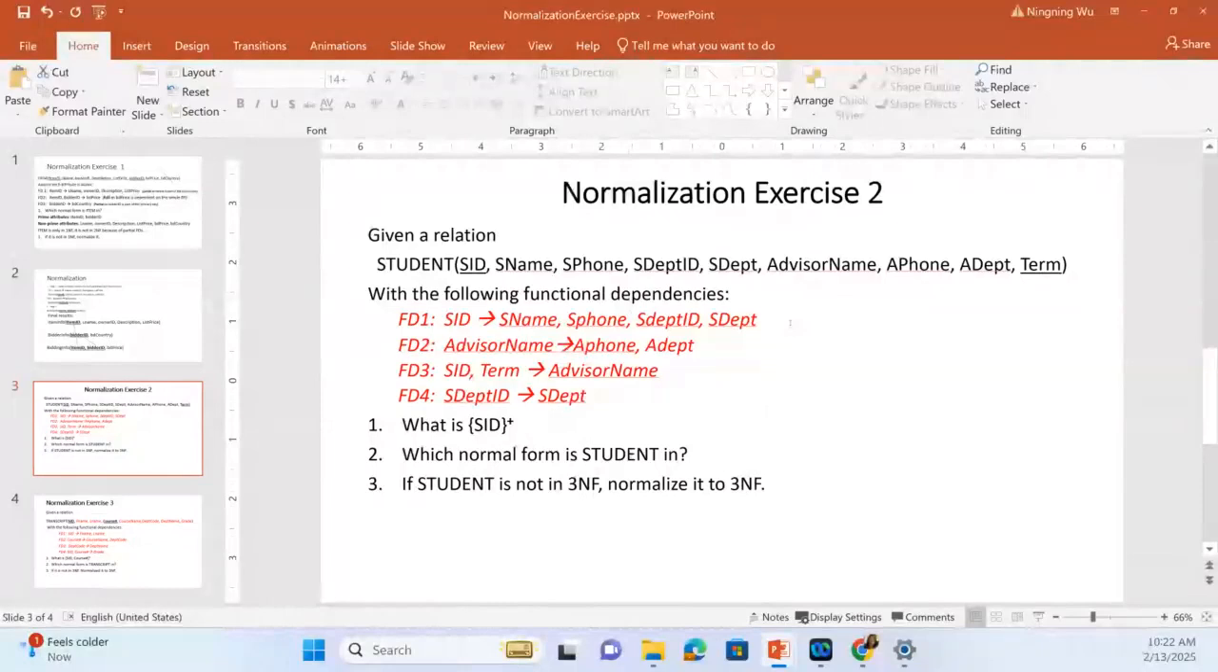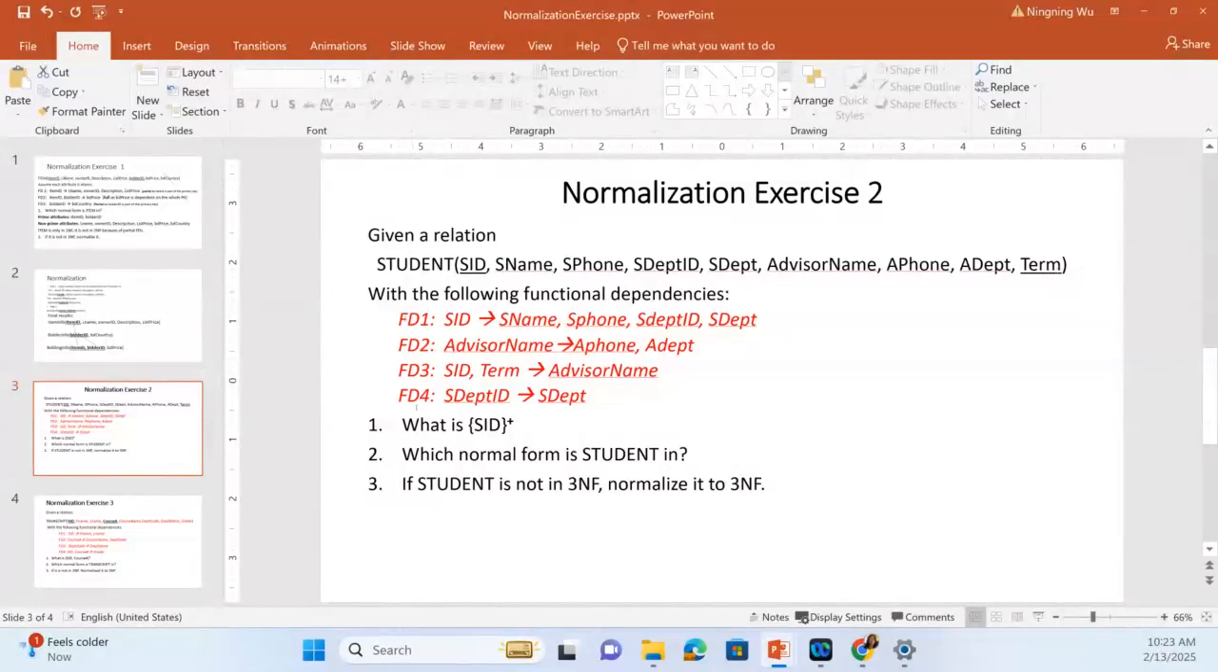understand it very well. So this is a similar question. We have a schema given. In this schema we have student ID. I think this capital S stands for student: student name, student phone number, student department ID, and student department name. Then we have advisor name, advisor phone number, advisor department, and advisor's term.